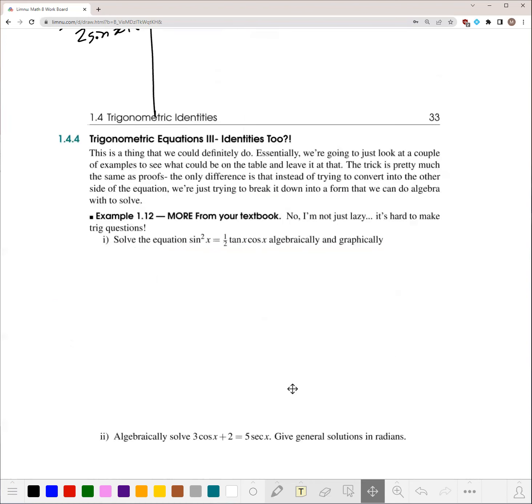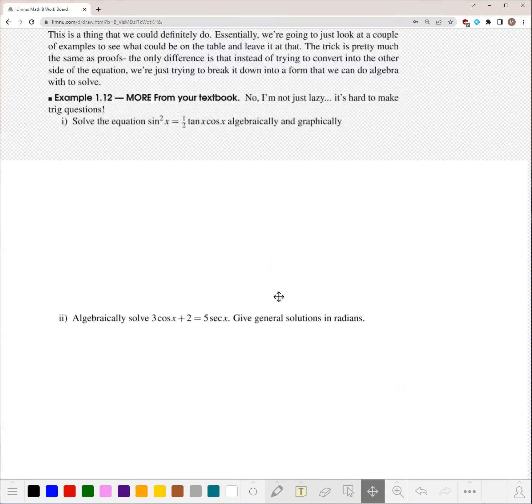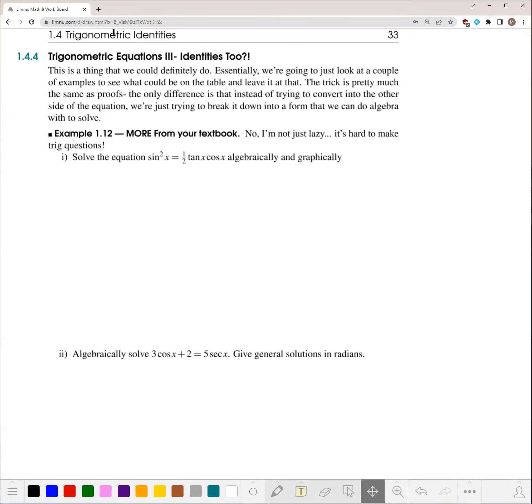Okay, what's some more stuff we can do with our lives? All right, so I stole some questions from the textbook, and I think these are my last 2. Yes, they are. Excellent. Let's go ahead and let's solve these, and we'll say we're done. Excellent. So solve the equation sine squared x equals 1/2 tan x cos x algebraically and graphically. And my answer to the graphically part is no, you can do that. I don't need to draw you a graph. You know how to solve this.